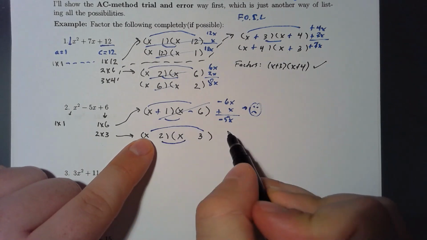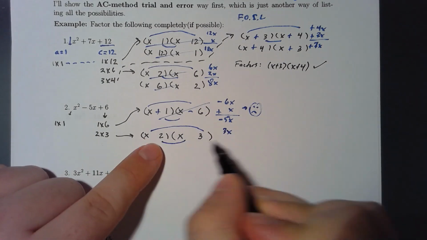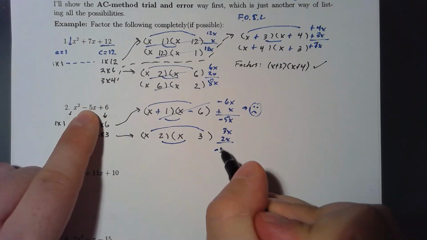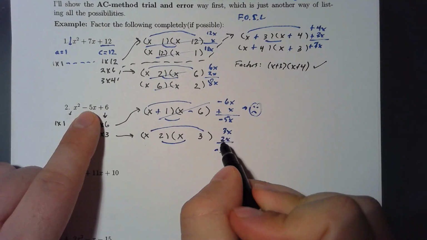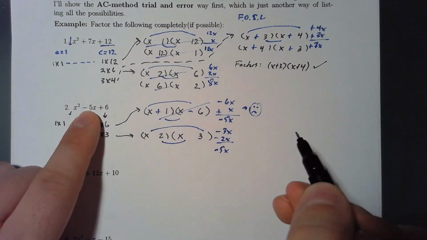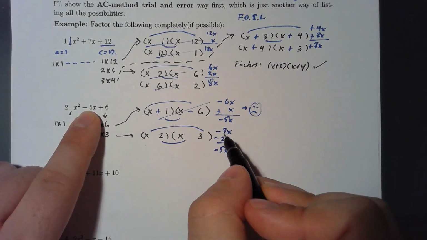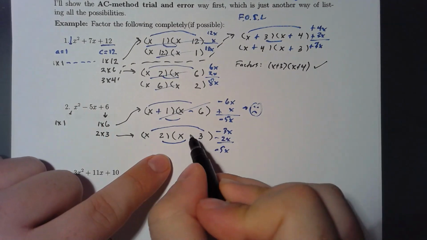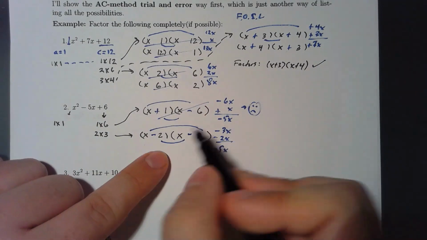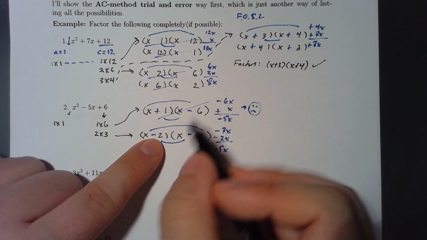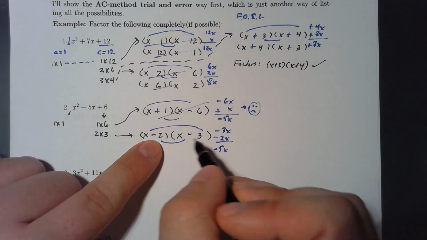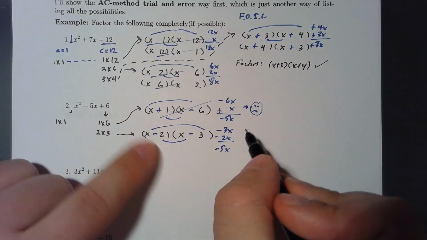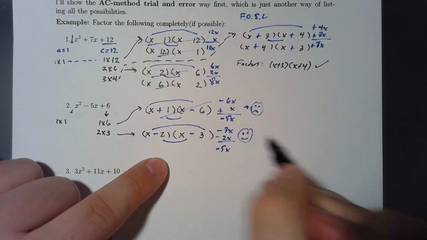Inside, that's 3x. Inside is 2x. How do I get negative 5x from that? If I add these together, they should both be negative, right? When I add a negative and a negative, I get a negative, right? So that means both of them should be negative. Now, if I do the last part in the FOIL process, negative 2 times negative 3 is what? Positive 6. I do have that. So this combination works.